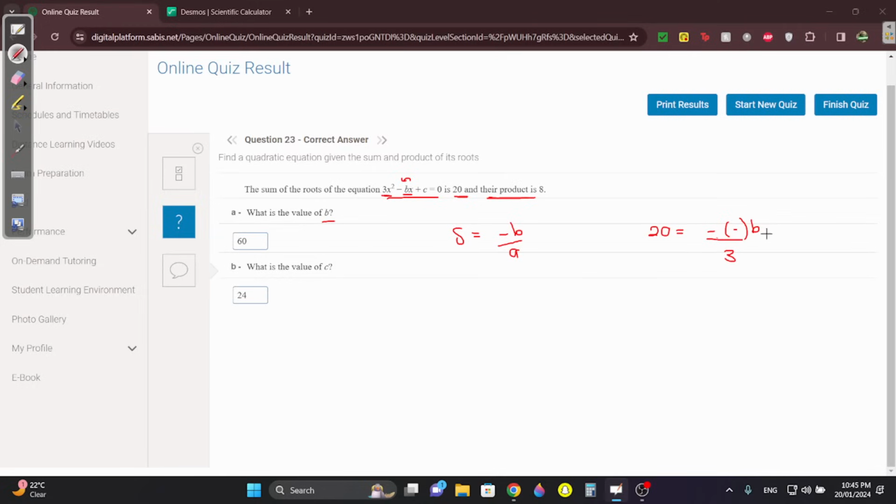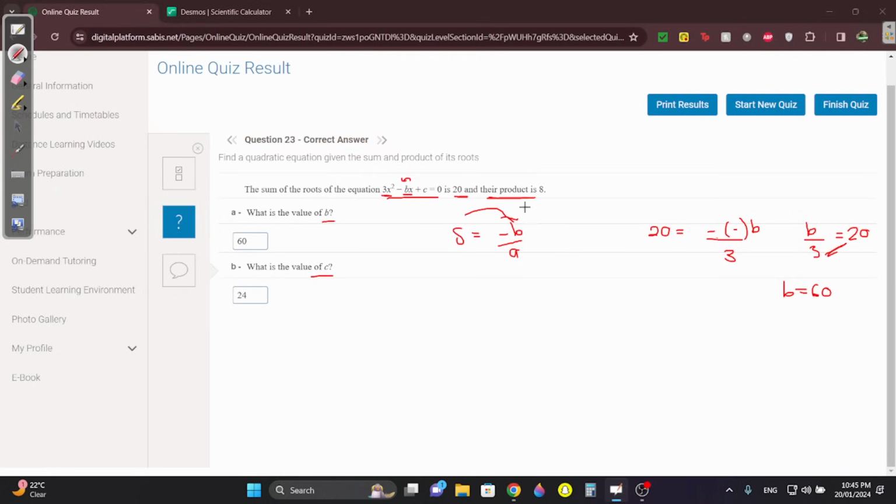So you'll get minus b will be positive b over 3 equals 20. How do you find b? You cross multiply, and you get b is 60. Just remember, the sum is always minus b over a.